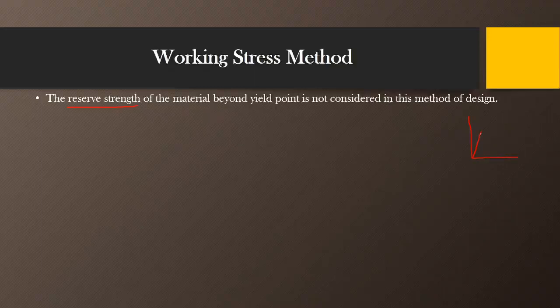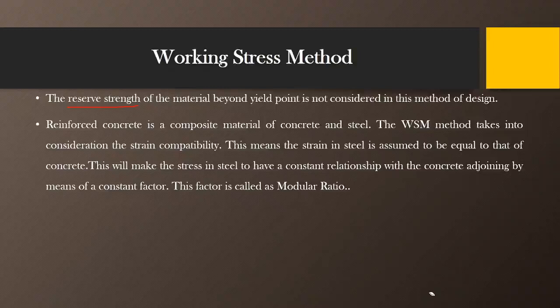Though we know that the actual behavior of materials is like this. Here you will get the yield point. Then again that material can carry some additional load and then it is going to fail. But this graph is not adopted in the working stress method. So that's why this concept is used here. Reserve strength is not considered. Hence, the section sizes we get in the working stress method are also heavier or larger as compared to the limit state method. Reinforced concrete is a composite material, as we know.